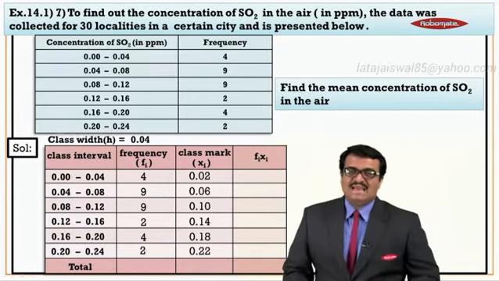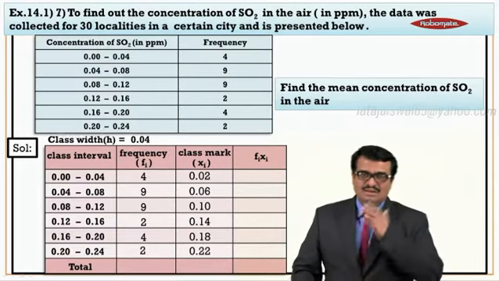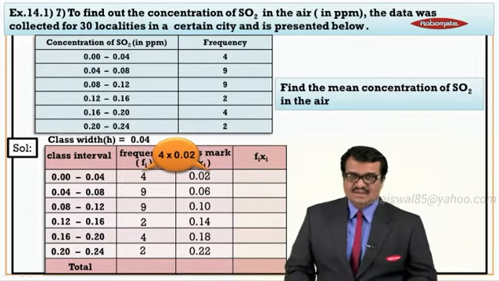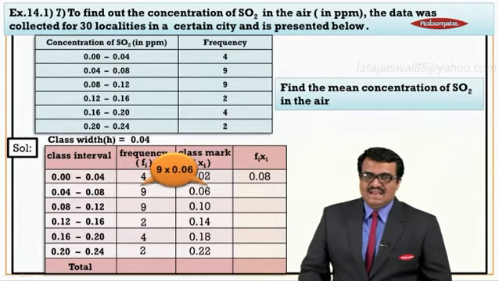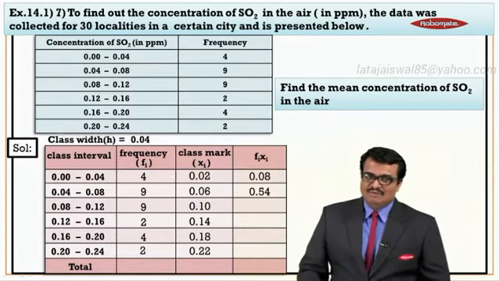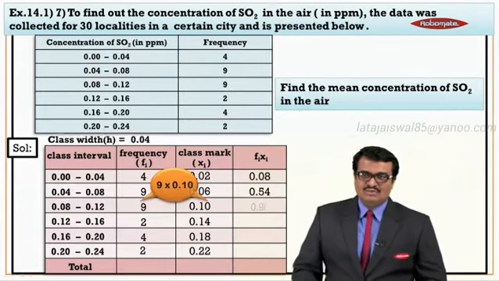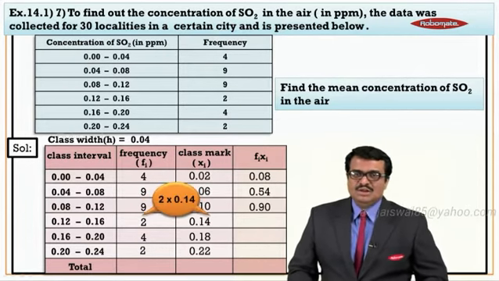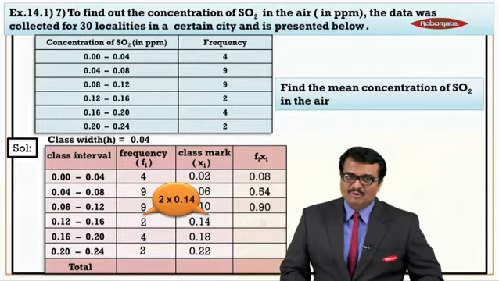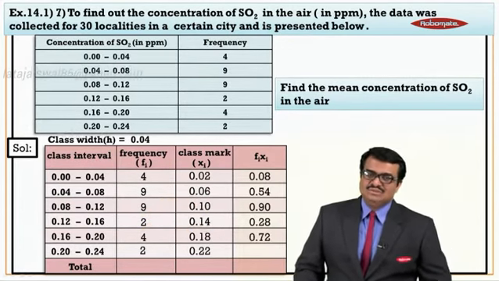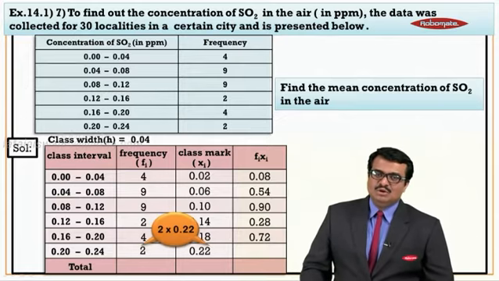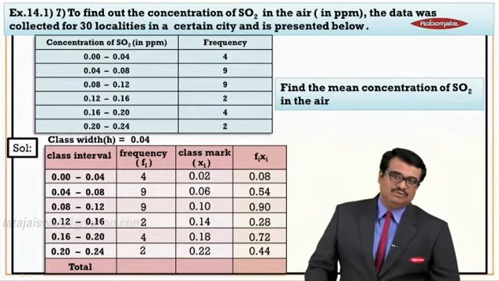The next column is Fi into Xi. The second column and third column will multiply and write the answer. 4 into 0.02 gives you 0.08. 9 into 0.06 gives you 0.54. 9 into 0.10 gives you 0.90. 2 into 0.14 gives you 0.28. 4 into 0.18 gives you 0.72. 2 into 0.22 gives you 0.44.